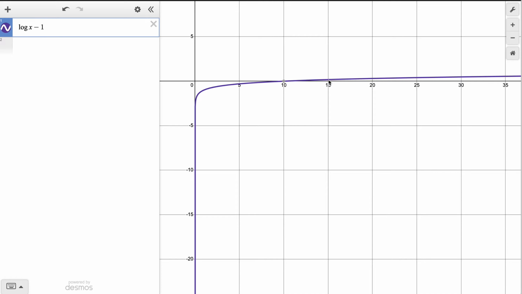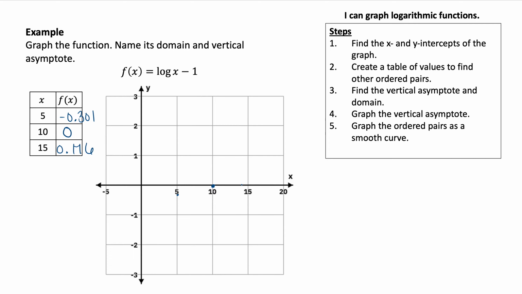Okay, so let's go ahead and enter those values in our table. So we have 5 and negative 0.301, and then 15 and 0.176. So (5, negative 0.301) is just about a third of the way down. We have (10, 0), our x-intercept, and we have 15, and this is just going to be a tiny bit above 0. Okay, so once again, we have our vertical asymptote, which is at x equals 0, right?